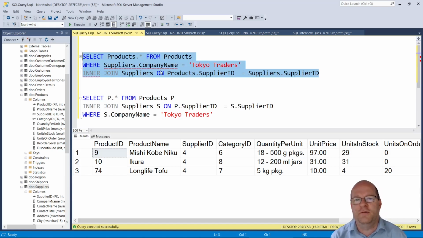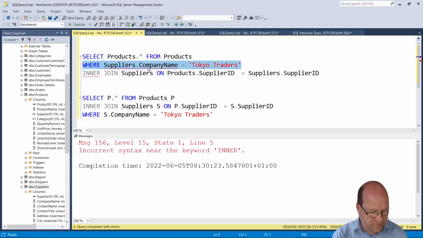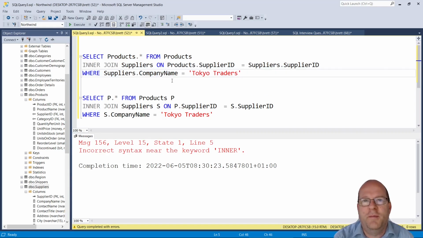Obviously, if you're doing a computer-based test, then you'll soon know that this won't work because this is in the wrong place. If you're doing a paper-based test, then it is very, very easy to get the order of the clauses in the wrong order. So this is something to double check when you're writing your answers.